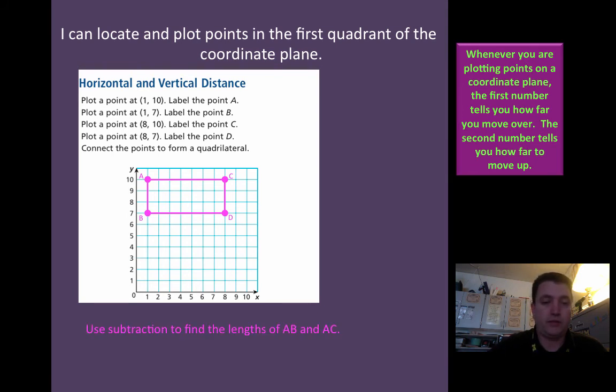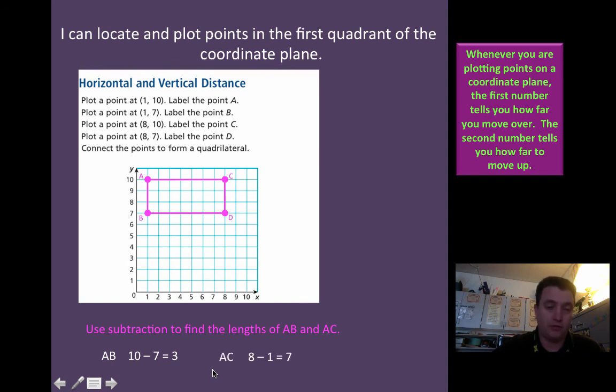Okay, it says use subtraction to find the lengths of AB and AC. And at first that might seem a little confusing. Okay, what they're talking about is the distance between point A and point C. So how do I figure that out? Well, I know to point C, if I move across the x-axis, that's 8. Point A is at point 1, so I'm just going to do a very simple subtraction problem. Okay, whoops, I'm sorry, I did that the wrong way. Same rules apply. AB, okay, so for point AB, you go up 10 for A, and you go up 7 for B, so I take 10 minus 7, that equals 3.